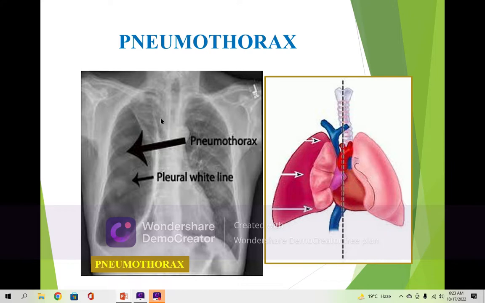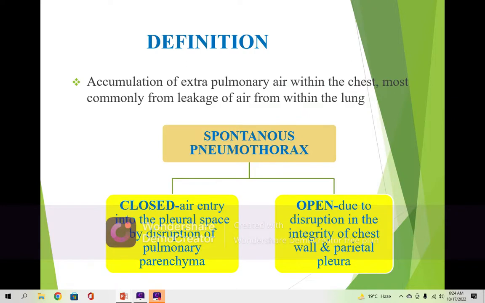And this is the remaining part of the lung. This is the pleural part which is adherent to it, which is here. And this is the trachea, which is not deviated in this case, although if the pressure is more than that, it may be shifted to the other side. The definition is this: the accumulation of extrapulmonary air within the chest, most commonly from the leakage of air from the lung into the pleural space. This is called spontaneous pneumothorax.